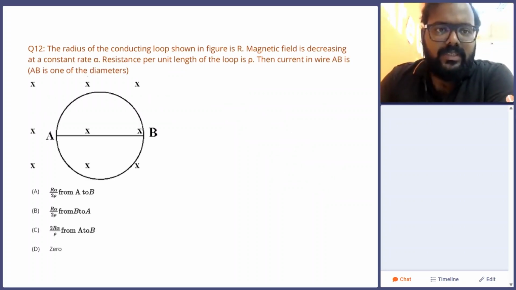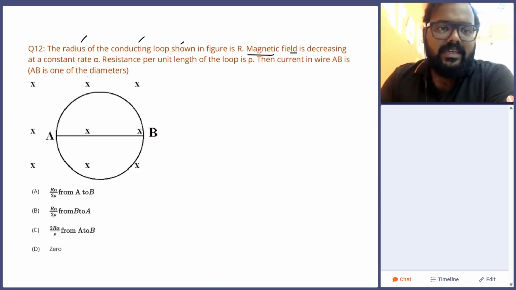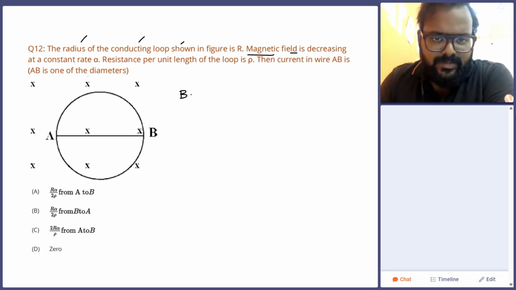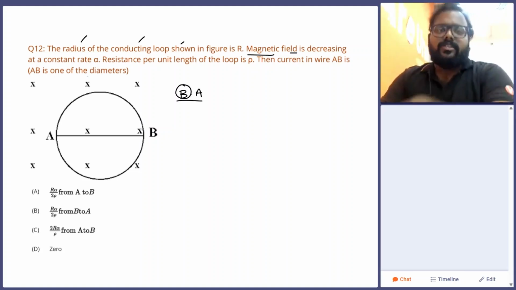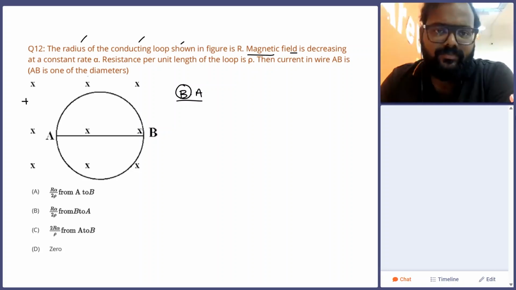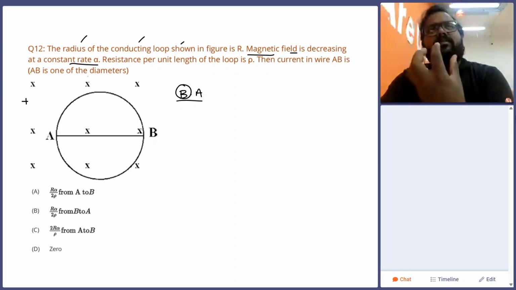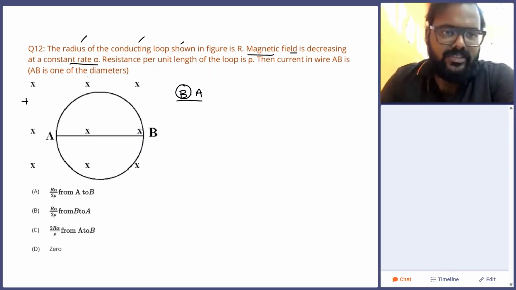Now, what about this? For the conducting loop shown in the figure, the magnetic field is decreasing at a constant rate alpha. So there is area, which means there is B dot A, definitely, and this is decreasing, which means there is a rate of change. So there will be an EMF induced. Now, what will be the direction of the EMF induced? The field is dropping down, decreasing at a constant rate. So in this cross direction, it is dropping down.